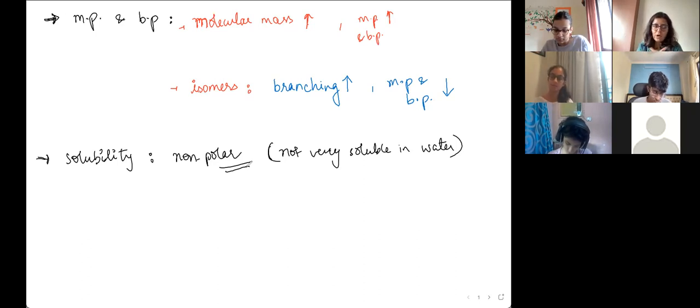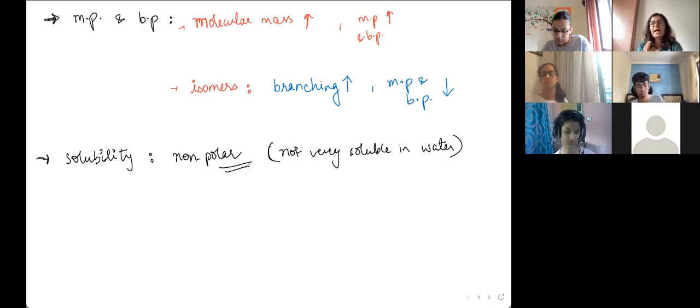All carbon compounds are hydrophobic by default. The only reason why some substances like acetic acid and alcohols end up soluble in water is because of the extra things they have, like the OH, with the oxygen being electronegative. There is scope for hydrogen bonding, which makes them soluble in water. Those are the exceptions. As a rule, most of the organic compounds are not soluble in water, because all of them are essentially non-polar.